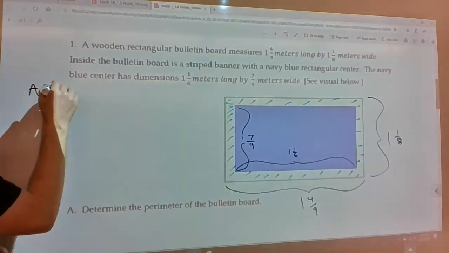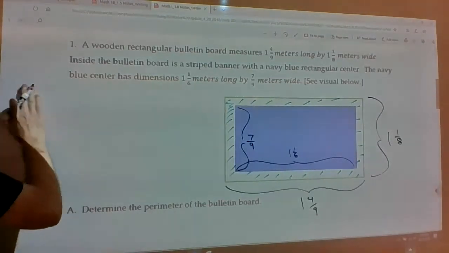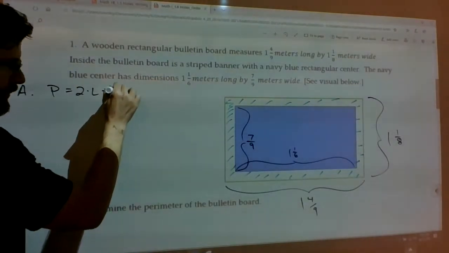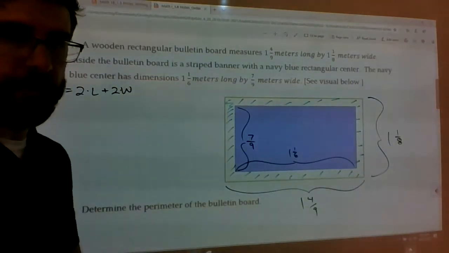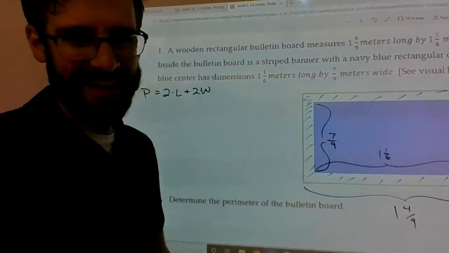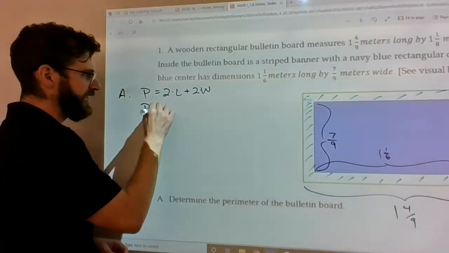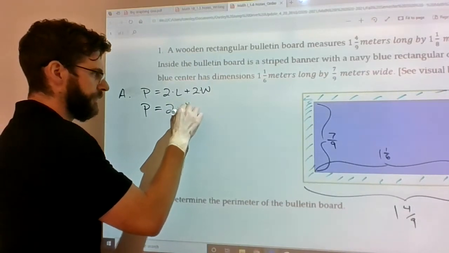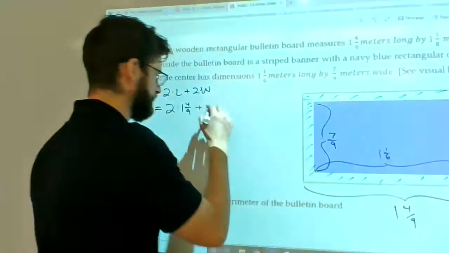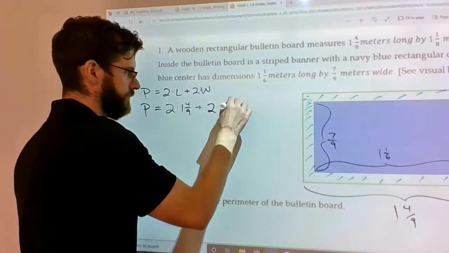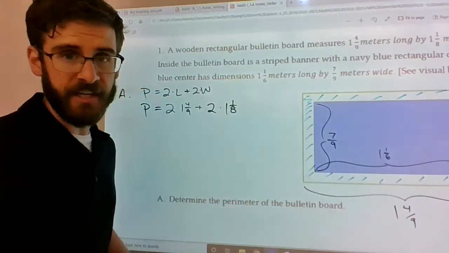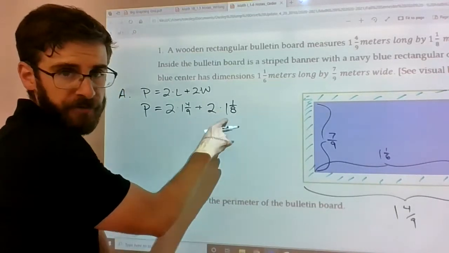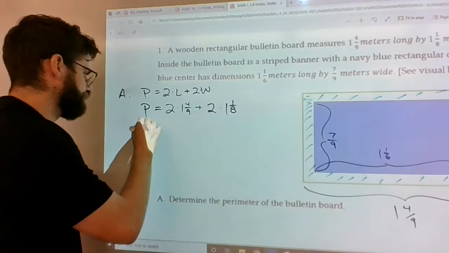So the first thing you do is say, for letter A, define perimeter as 2 times length plus 2 times width. 2L plus 2W is the perimeter of any rectangle. So I'm taking double the 1 4/9, and I'm doubling the 1 1/8. After I do that, I add them together. Order of operations states you got to multiply first on both of these, then add the results together.